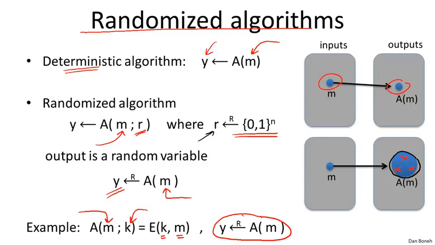So the main point to remember is that even though the input to a randomized algorithm might always be the same, every time you run the randomized algorithm, you're going to get a different output. Okay, so that concludes this segment, and we'll see a bit more discrete probability in the next segment.